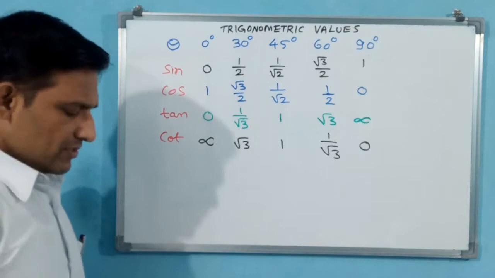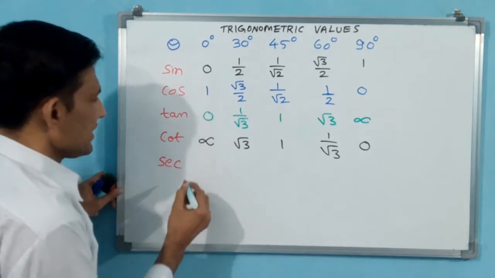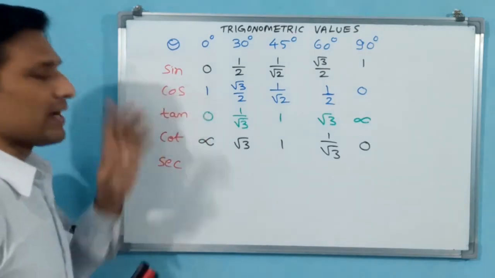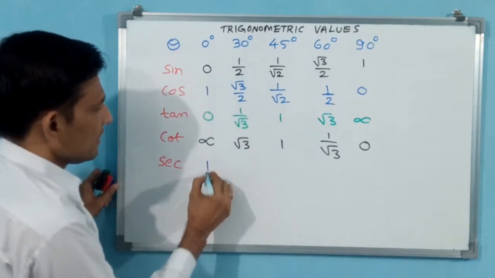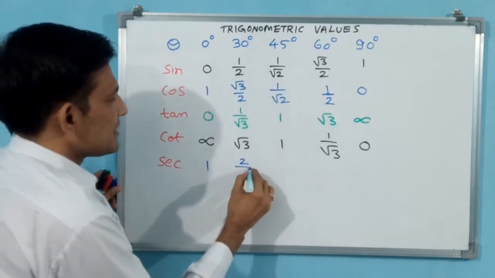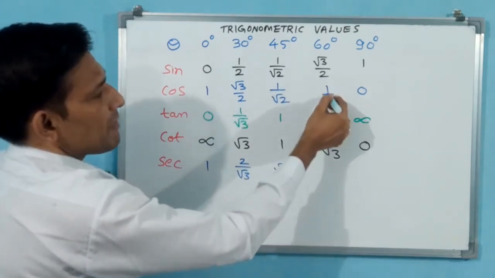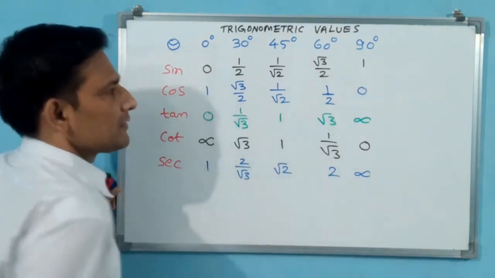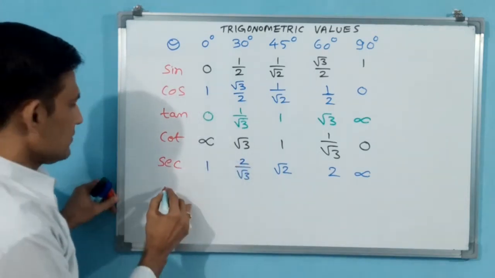Let us write secant theta also. Secant theta is 1 by cos theta, that means 1 by 1, which is 1 only. 1 divided by root 3 by 2 means 2 by root 3. 1 by root 2 means root 2. 1 by 2 means 2. 1 by 0, infinity. Secant theta also we have received.